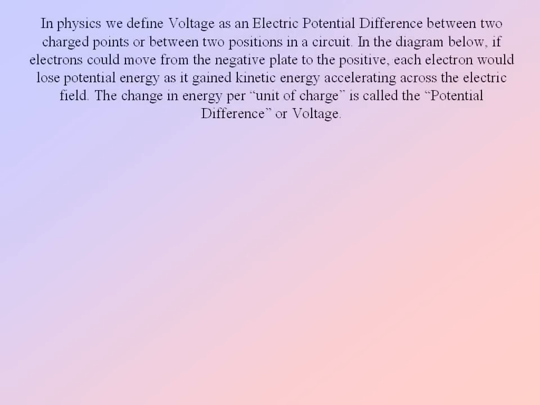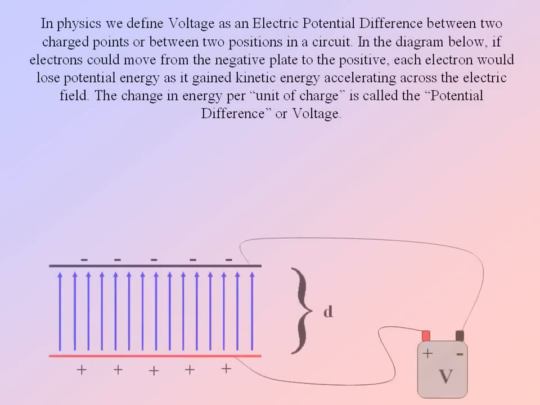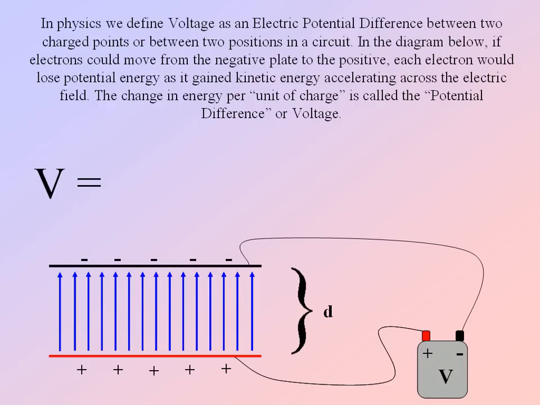In physics, we define voltage as a potential difference between two charge points or between two positions in a circuit. In the diagram below, if electrons could move from the negative plate to the positive, each electron would lose potential energy as it gained kinetic energy, accelerating across the electric field. The change in energy per unit of charge is called the potential difference.